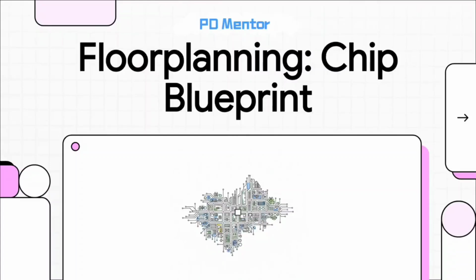Okay, picture this. You're the master architect for a brand new city. But this isn't your typical city of steel and glass. No, this one's built from silicon, and it's home to billions, literally billions, of microscopic citizens we call transistors. So what's your first job? It's to create the master blueprint. And in the world of chip design, that's exactly what we call floor planning.